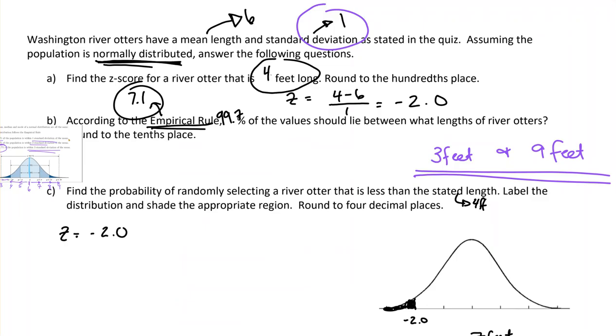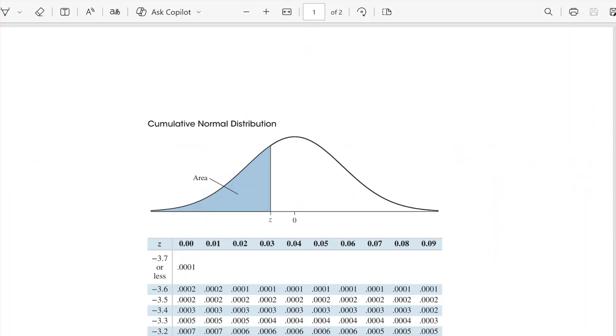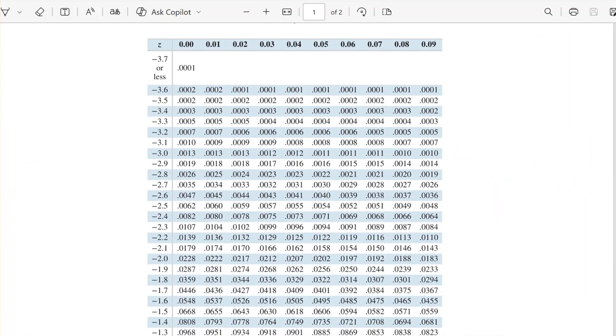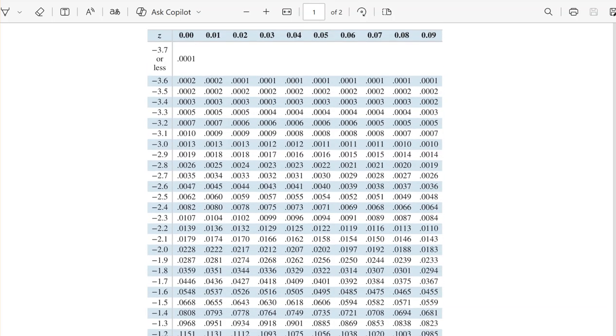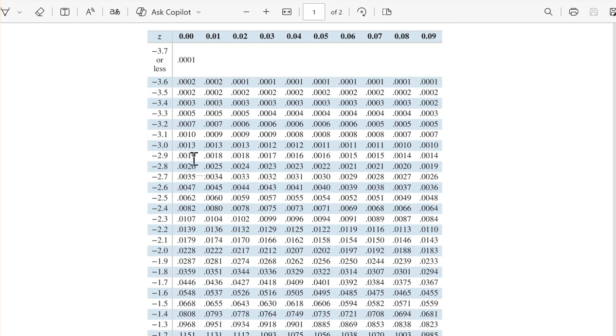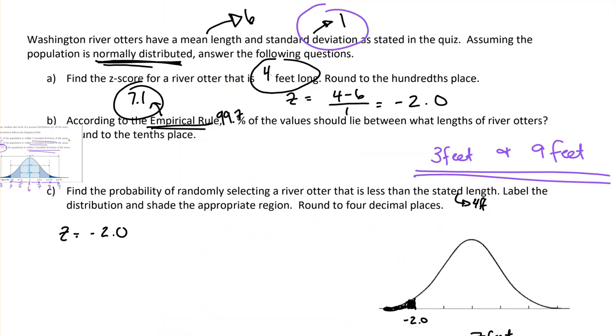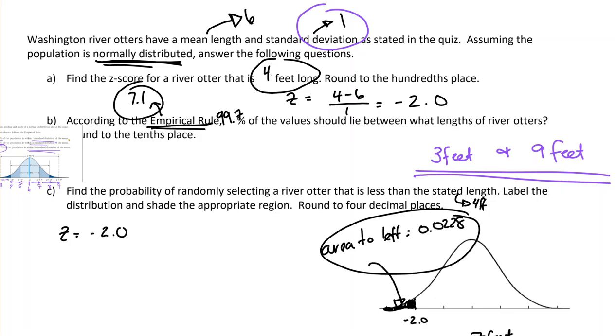So let's find negative 2 on our chart. For negative 2, we look and we see negative 2.0, and this is the 0.0 column, the first, so that would be 0.0228. So that area is 0.0228, and that's our answer.